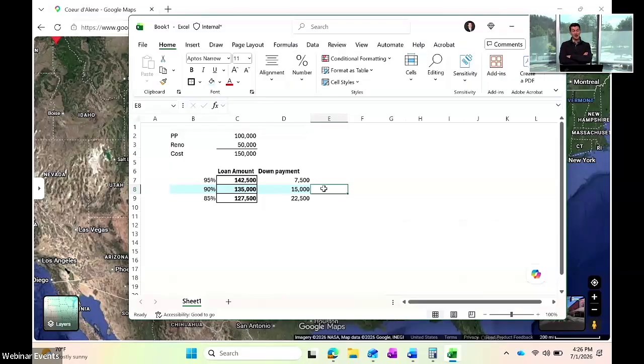Yeah, in infill prime markets, that is the case. Yeah. So they would get financing for... It wouldn't look like this. It would look like this.